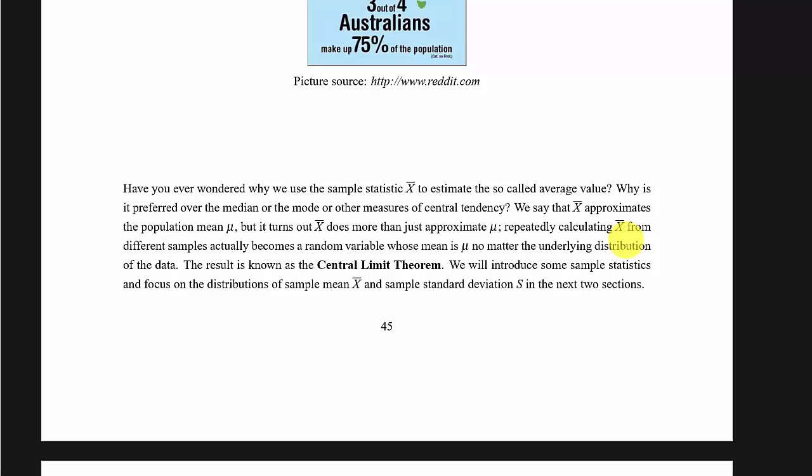It says, have you ever wondered why we use the sample statistic x bar to estimate the so-called average value? Why is it preferred over the median or the mode or other measures of central tendency? We say that x bar approximates the population mean mu, but it turns out x bar does more than just approximate mu. Repeatedly calculating x bar from different samples actually becomes a random variable whose mean is mu, no matter the underlying distribution of the data. The result is known as the central limit theorem.